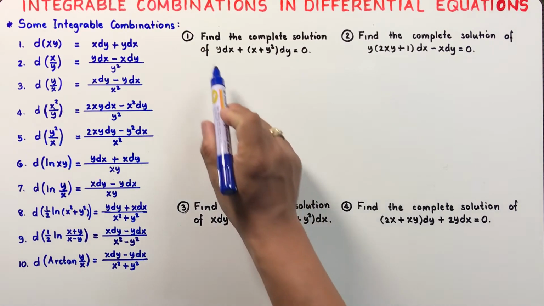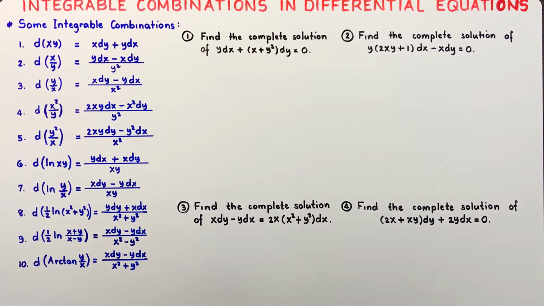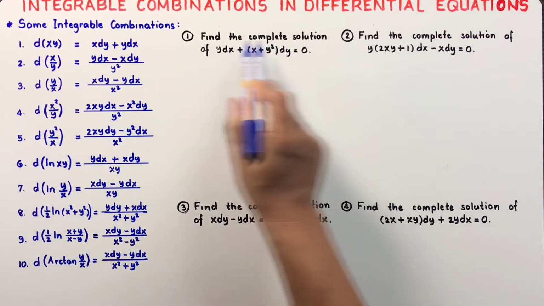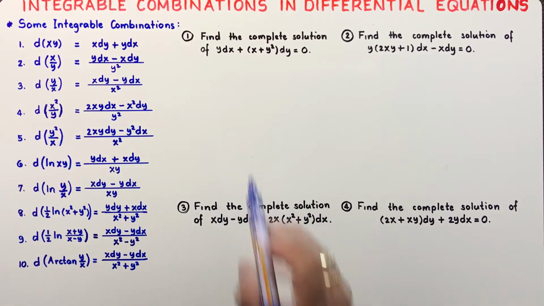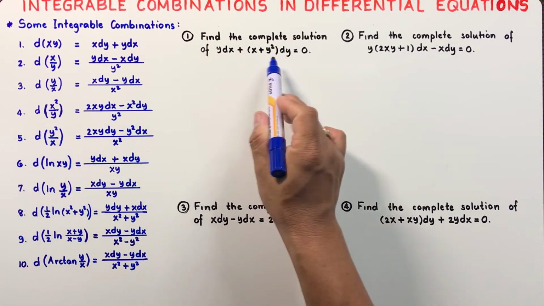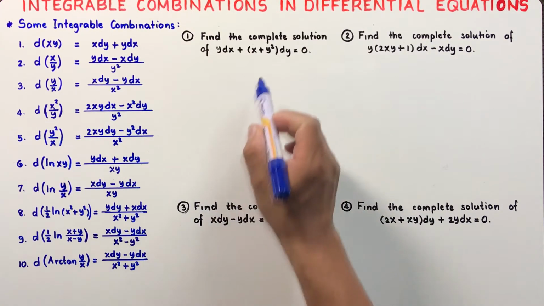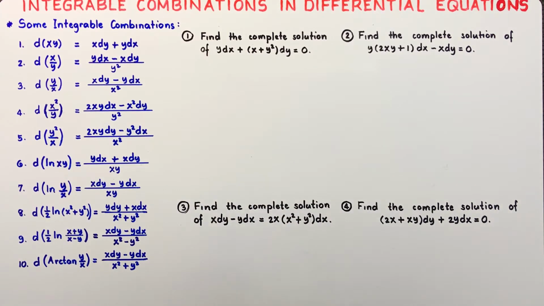So let's solve our problem number 1 here. Find the complete solution of this differential equation. If this comes out in the test, you may recall your knowledge in solving a differential equation. Maybe you will ask whether this is a separable differential equation. But as you can notice, this binomial, which is the multiplier of dy, is a sum of x and y. So therefore, it is impossible for us to separate the two variables. Thus, this is not a separable differential equation.